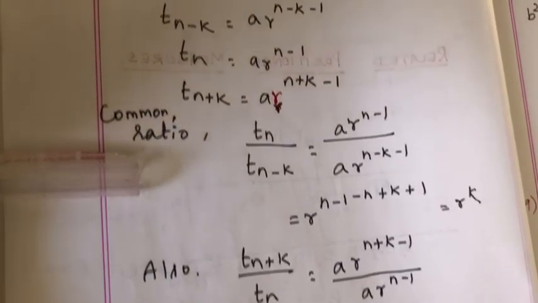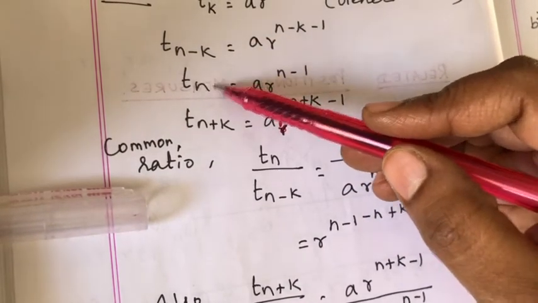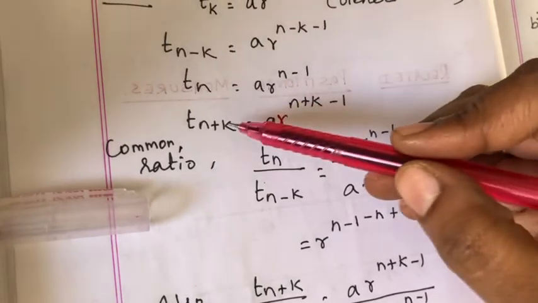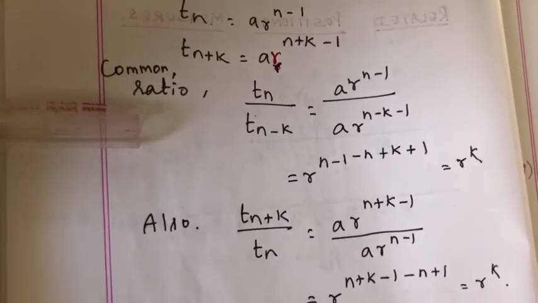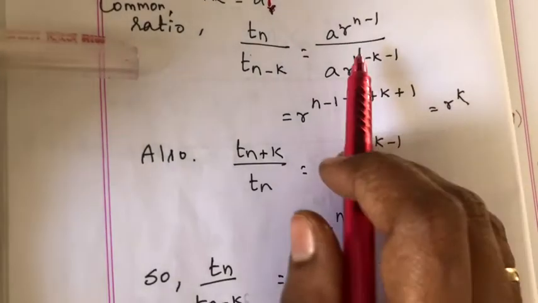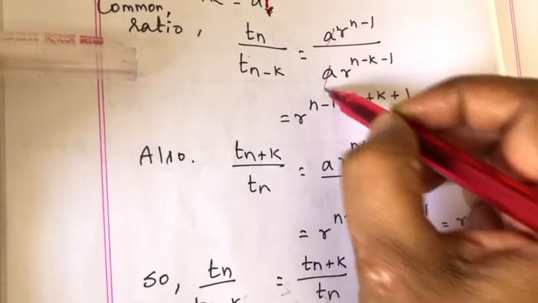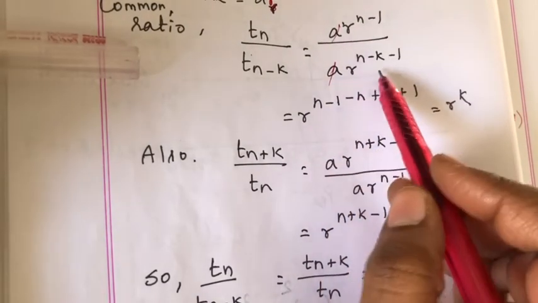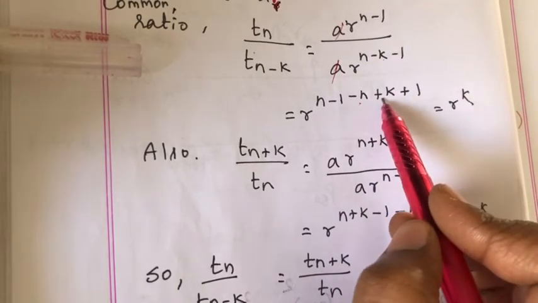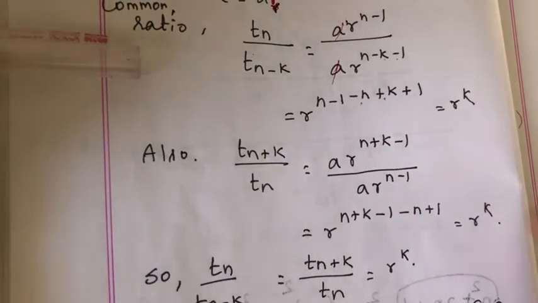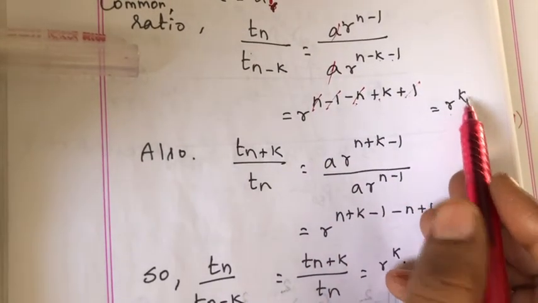For the common ratio, we are going to calculate the division between the terms. So we have to find Tn divided by Tn minus k, and then Tn plus k divided by Tn, and check whether both are equal. So Tn divided by Tn minus k is a r power n minus 1 by a r power n minus k minus 1. a and a get cancelled. The r power n minus 1 from the denominator goes to the top, becoming minus. So n becomes minus n, minus k becomes plus k, and minus 1 becomes plus 1. So n and minus n cancel, minus 1 and 1 cancel, and we get r power k.